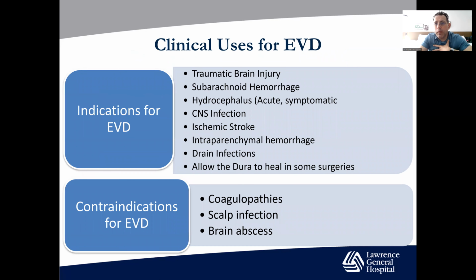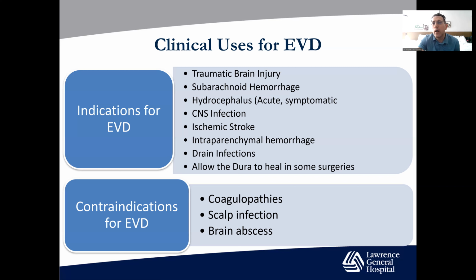So why are we going to place the EVD? Well, we're going to place the EVD for some clinical indications. If someone has traumatic brain injury and they have swelling of the brain and we want to reduce brain swelling, or we want to track their increased intracranial pressures, their ICPs. Say someone has subarachnoid hemorrhage, or bleeding into a ventricle, and we want to drain that bleeding. If someone has hydrocephalus and we want to divert CSF. In certain infections, we can drain the infection. In certain instances of ischemic stroke, when someone's brain is swelling, we can consider placement of the EVD.